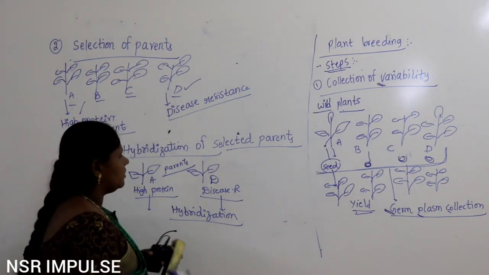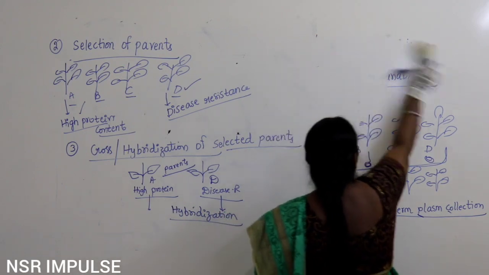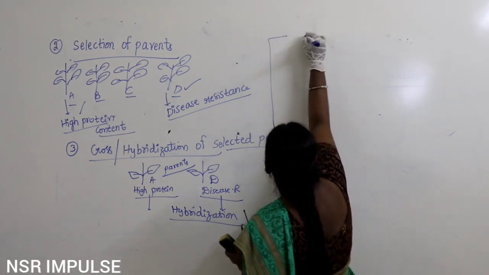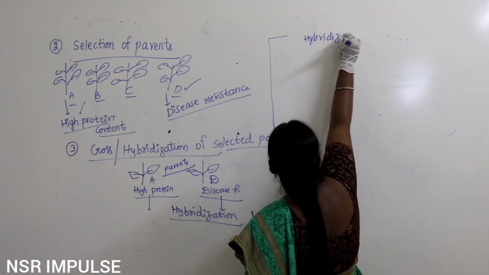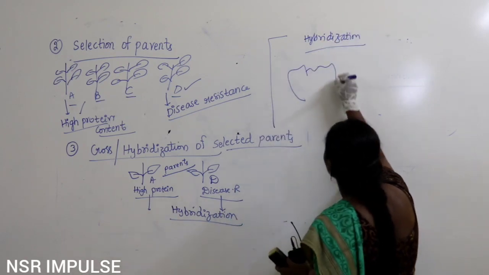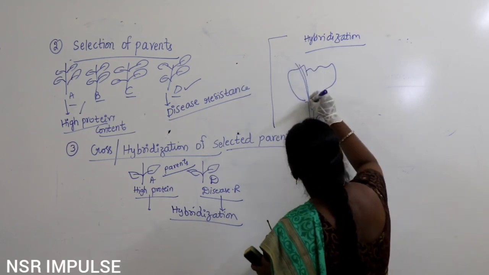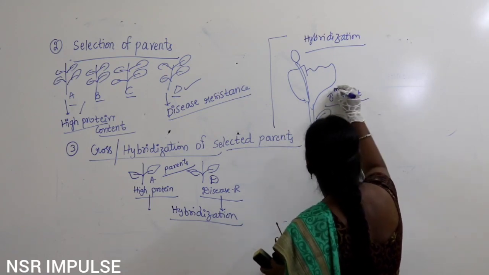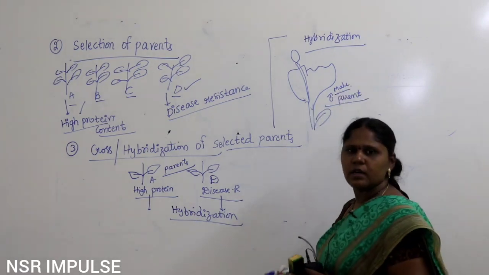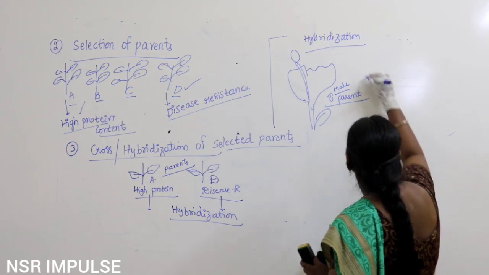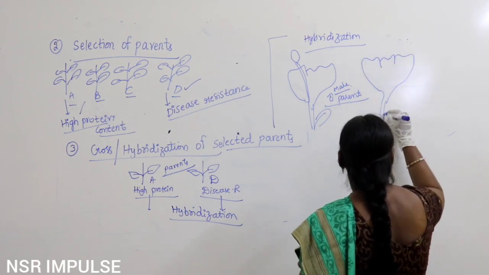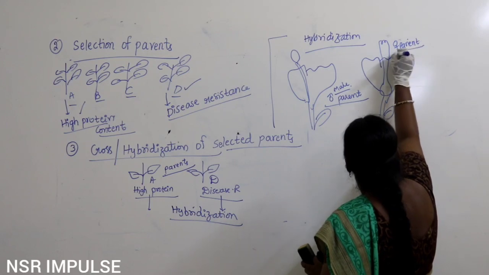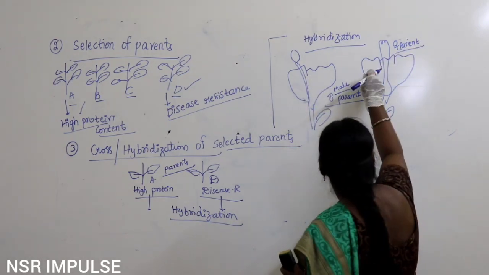What happens in hybridization here? In the process called hybridization, one plant having a flower is taken as the male parent, and the other one is taken as the female parent. One is taken as male parent, the other is taken as female parent, right.